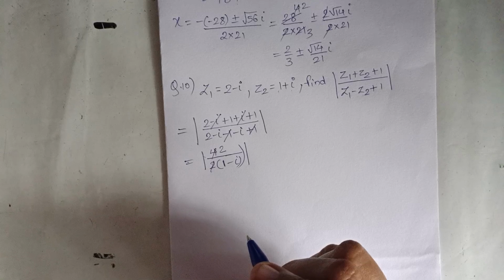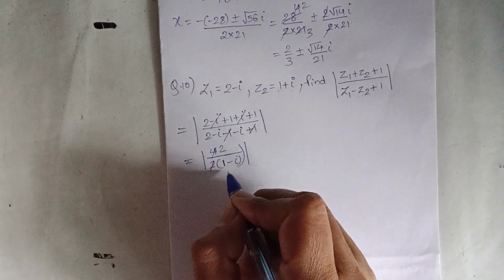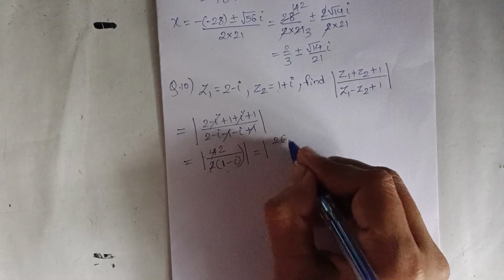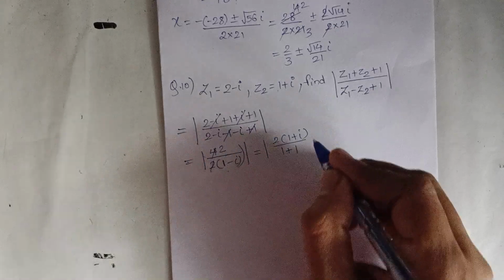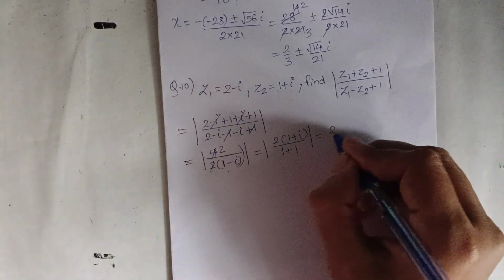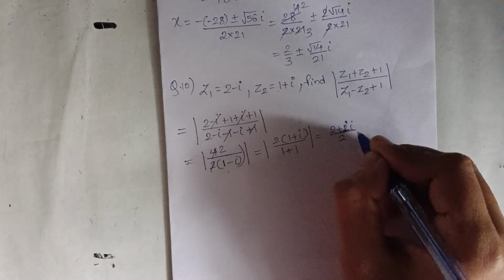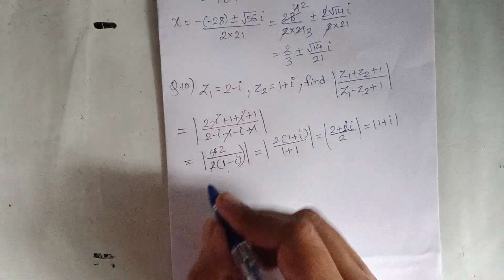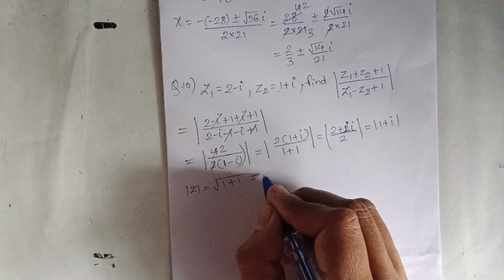And we want it in the form, modulus we have to find, right? So we want it in the form a plus ib. So multiplying by its conjugate, 1 square plus 1 square, 2 plus 2i upon 2. So 2 gets cancelled. So we'll get 1 plus i. Its conjugate is 1 plus 1, 1 square plus 1 square, so root 2.